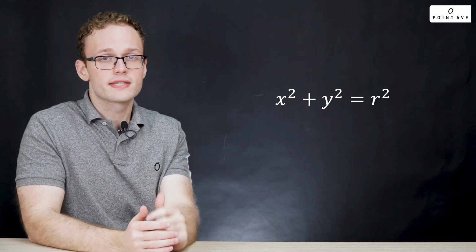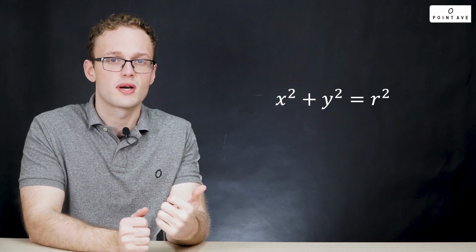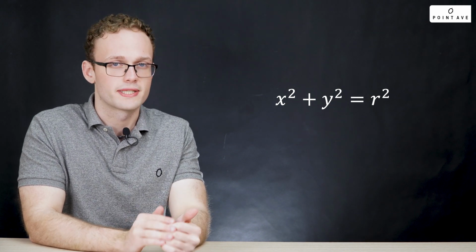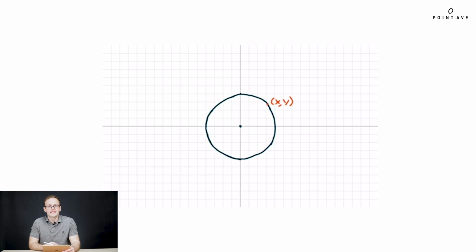The general equation for a circle centered at the origin with radius r is, as we see here, x squared plus y squared equals r squared. We can understand where this comes from by looking at a circle in the coordinate plane. Recall that a circle is defined by the set of points that are all the same distance to the center of the circle. So that means if we look at this point on the circle, x comma y, then those have to have distance to the center equal to the radius, r.